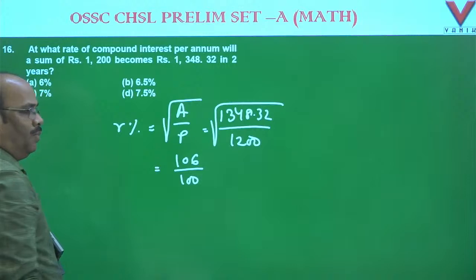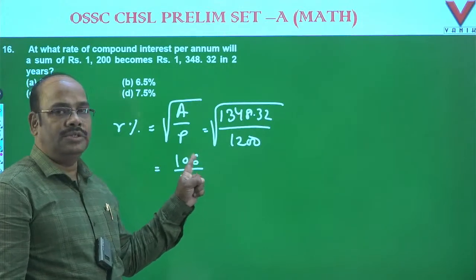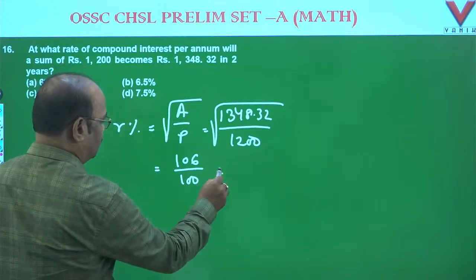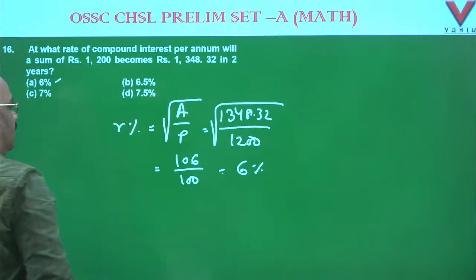That means the first year, the principal was 100 and after one year it increased to 106. That means it increased by 6%. That's why the answer is coming 6%. So the option is the first option.